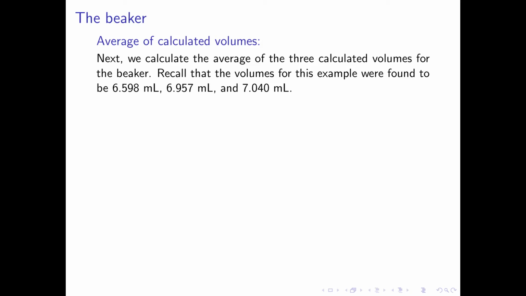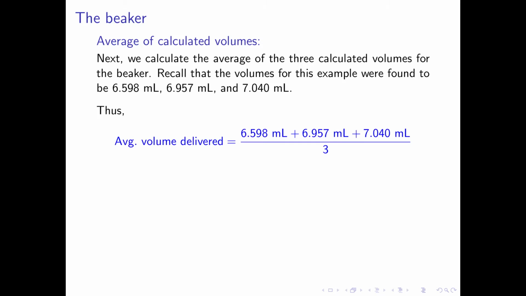Recall that the volumes for this example were found to be 6.598 milliliters, 6.957 milliliters, and 7.040 milliliters. Thus, the average volume delivered is equal to 6.598 milliliters plus 6.957 milliliters plus 7.040 milliliters divided by 3, which gives 20.595 milliliters divided by 3, or an average of 6.865 milliliters.